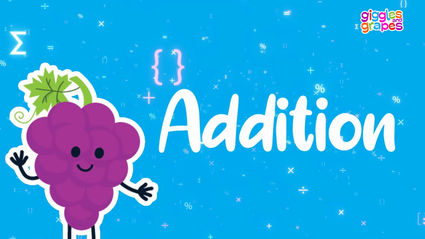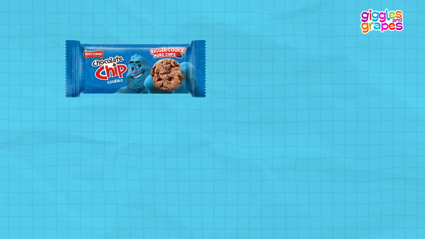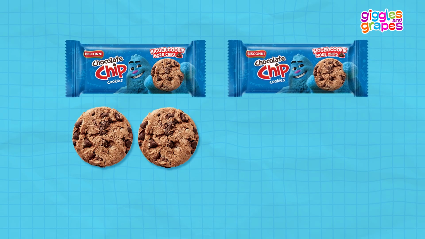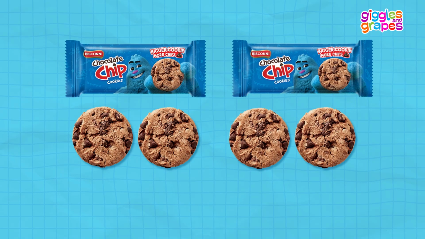Time to add some cookies. Here's the first problem. One packet of cookies has 2 cookies. If you have 2 packets, how many cookies are there in total? Let's count. 1, 2, 3, 4. 2 plus 2 equals 4 cookies.